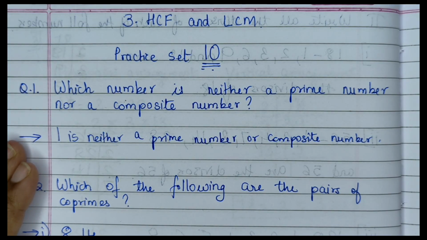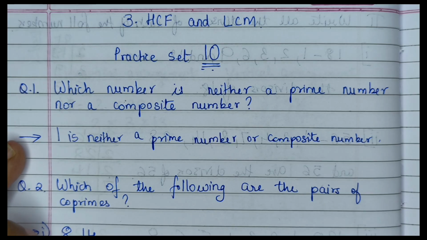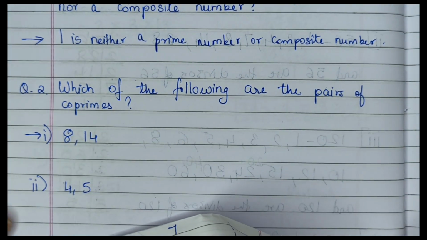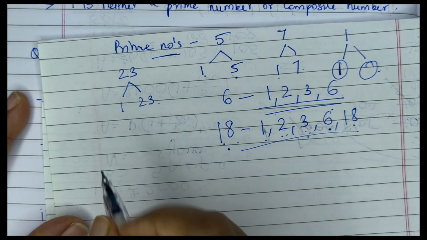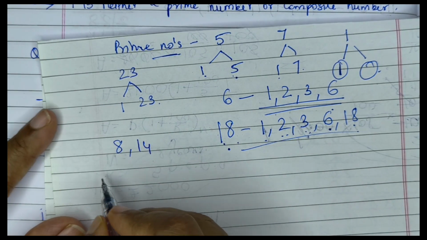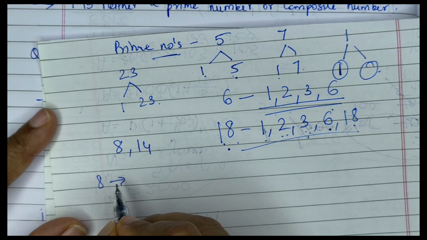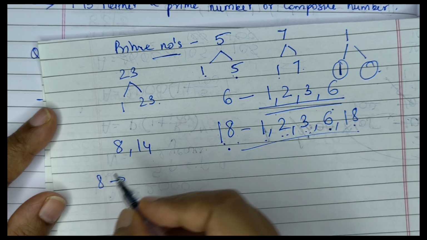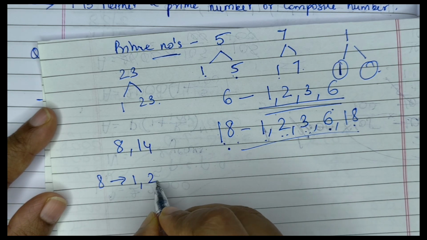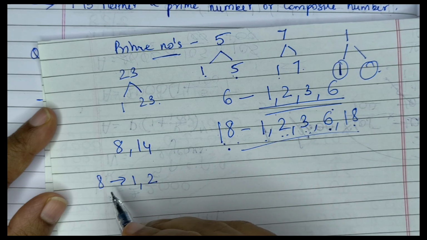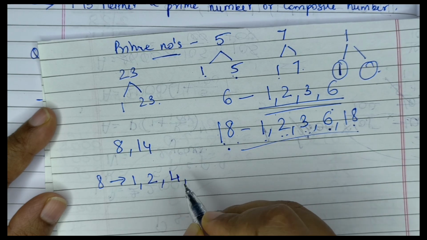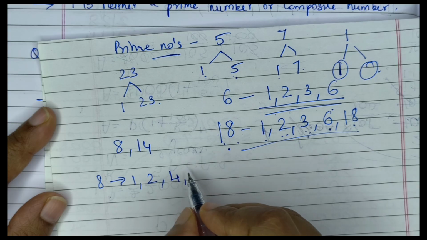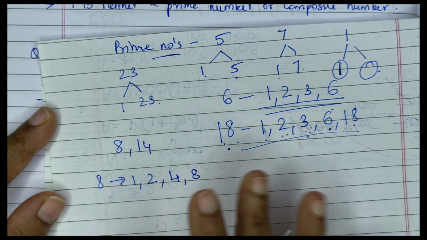Which of the following are the pair of coprimes? Okay, the first one is 8 and 14. Now see, I'm just showing you the explanation of what coprimes are. Suppose 8 and 14. What are the factors of 8? Factors means which numbers divide 8? 1, okay. Then 2. 2 is also a factor of 8. 2 4s are 8. Can you take 3? No, 3 is not a factor. 4, yes, 4 2s are 8. 4 is a factor. 5, 6, no, 7, no, and directly 8. These numbers are factors of 8.